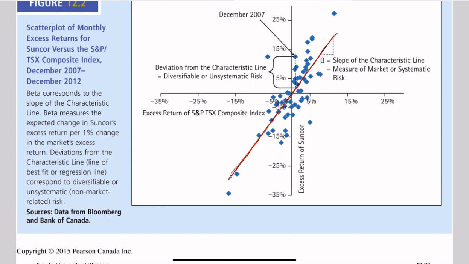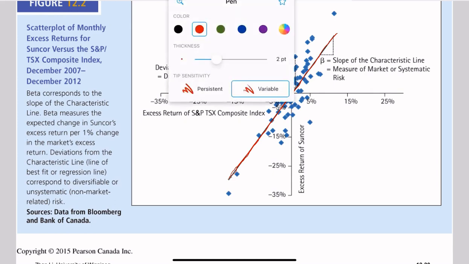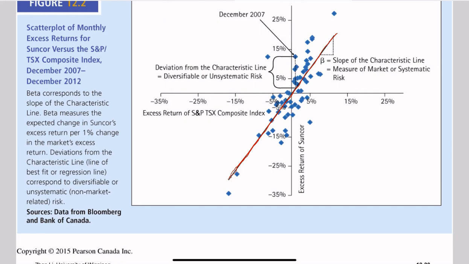But let's forget these fancy names. Let's just say this straight line will actually give you beta. So here, beta is the slope of this regression line, right? And of course, beta is the measure of the market or systematic risk.